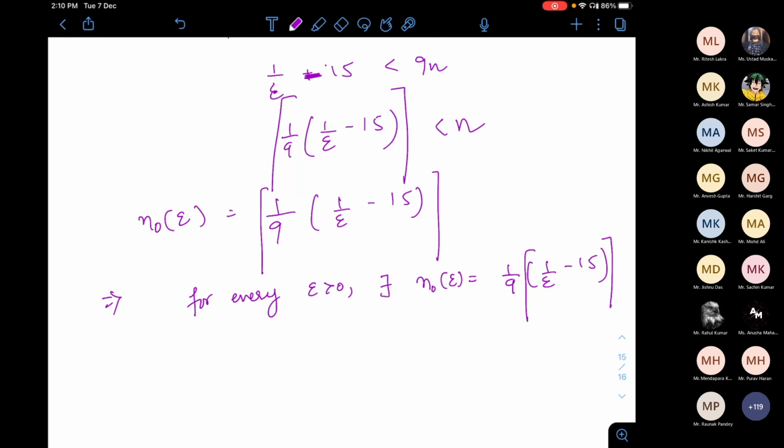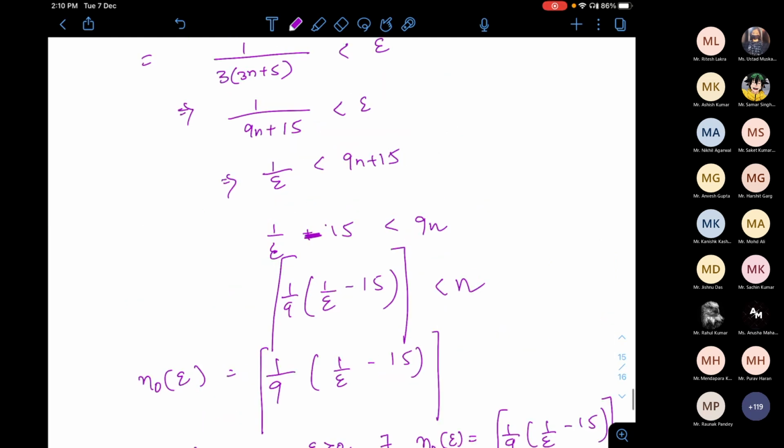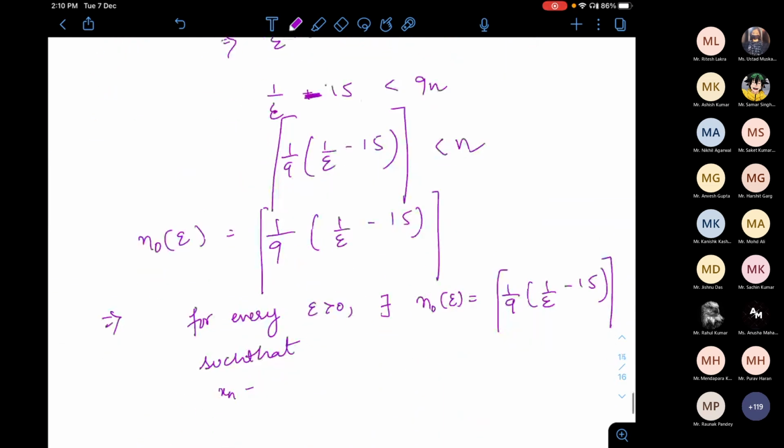Check. Ma'am, the 1 by 9 must be inside the ceiling function, no? Yeah, 1 by 9 should be inside the ceiling function. My bad. Such that xn minus the limit is less than epsilon, whatever the sequence limit comes out to be, 2 by 3.